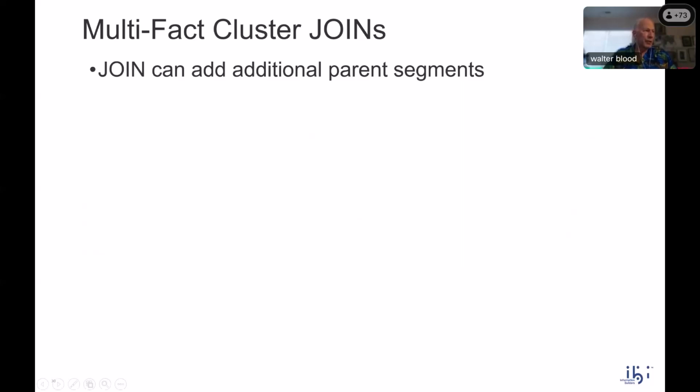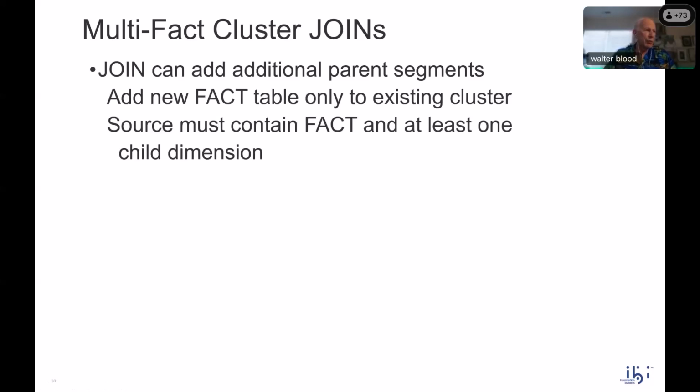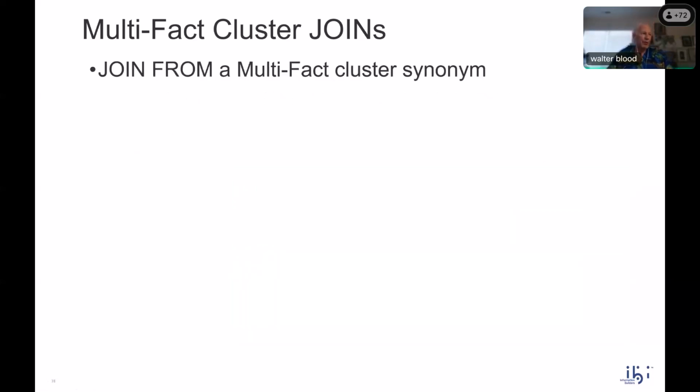Now the join can have additional parents. You can add a new fact table using the join as root. The source must contain at least the fact and at least one child dimension. I can't add a dimension to a non-dimensional table. I've got to have at least one dimension there already. So adding another fact using the join as root, I've got to have a dimensional table already set up. Now, that's the join as root.